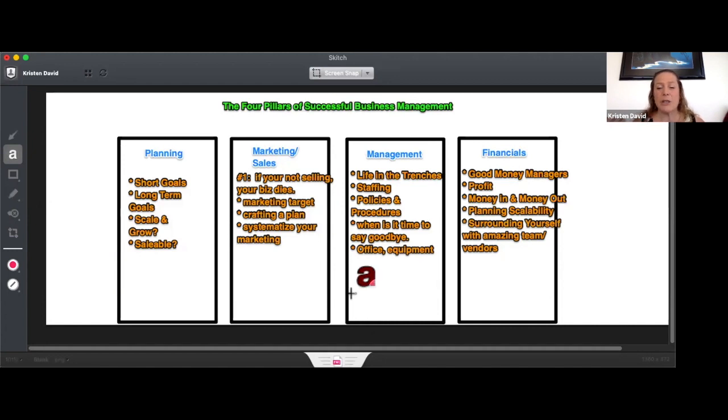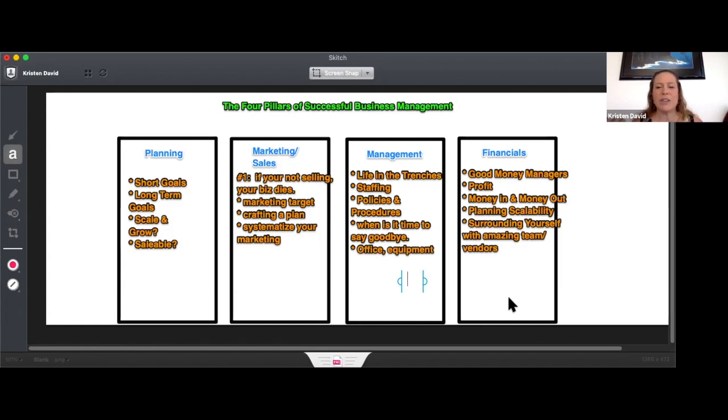All right. The third pillar is the management component. This is kind of the life in the trenches, the day-to-day operations, the staffing, the policies, the procedures. This is also hiring and also firing. Sometimes you have to say goodbye to some people that you've outgrown. And finally, there's the office and the equipment, the things that help you do business. So we've got to balance in some time to work on those elements.